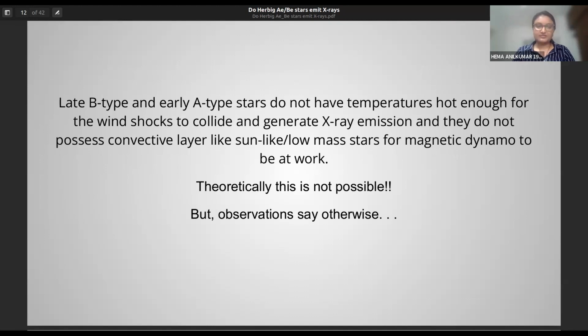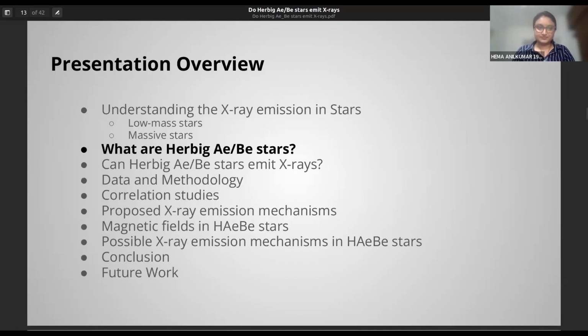So now we saw how X-rays are produced in low mass stars and massive stars. But the late B-type and early A-type stars do not have hot enough temperatures for the wind shocks to collide and generate X-ray emission. And neither do they have a convective layer like the Sun or low mass stars for the magnetic dynamo to be at work. So theoretically, these stars are not supposed to emit X-rays, but observations say otherwise.